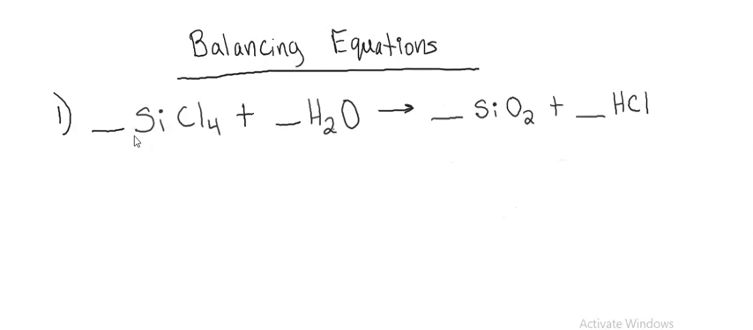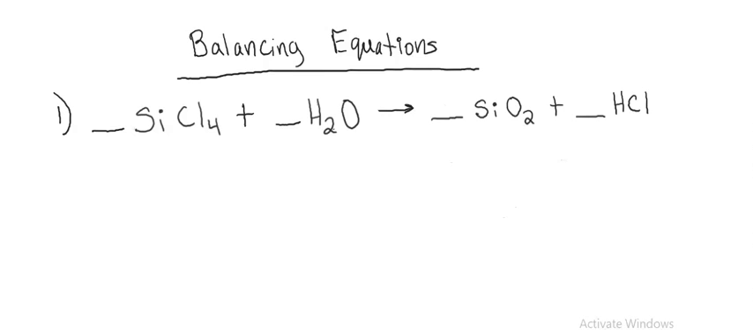So here we have reactants on the left side and a product on the right side. The focus here is on Si, silicon, chlorine, hydrogen, and oxygen. We need to have the same number on both sides using the coefficients and numbers.